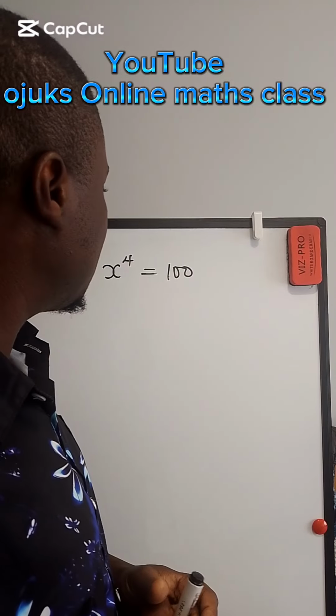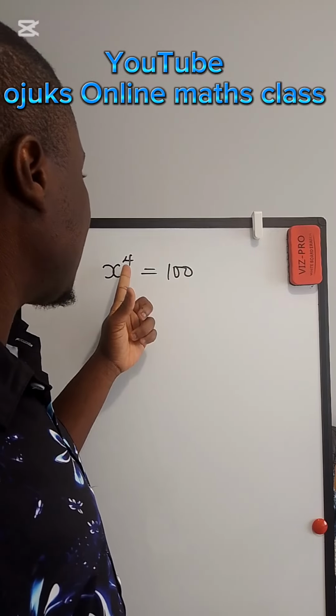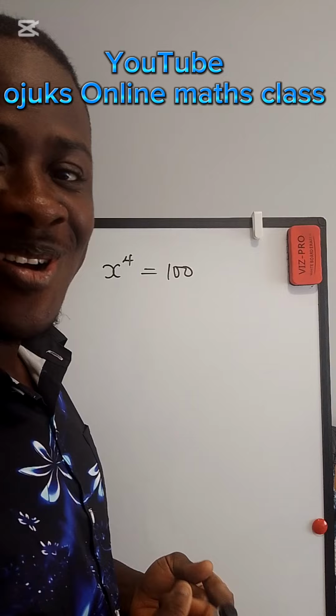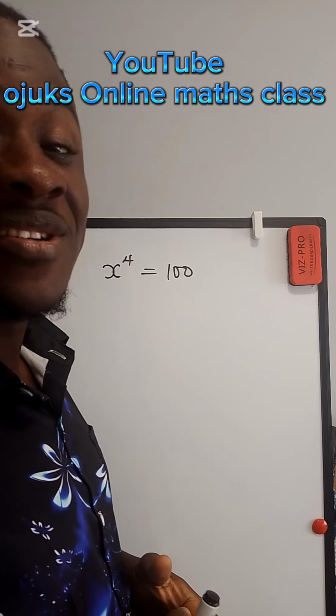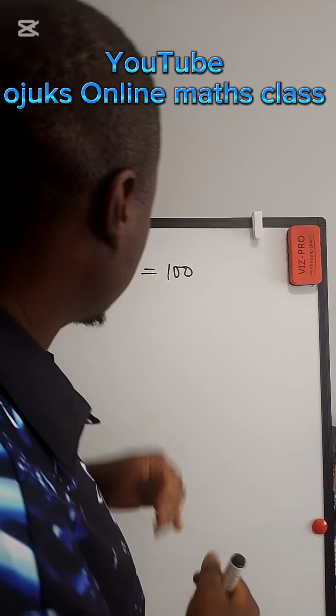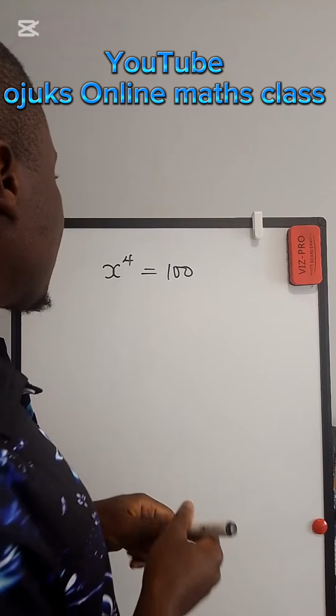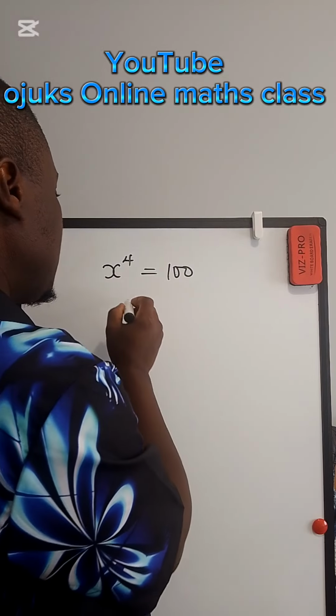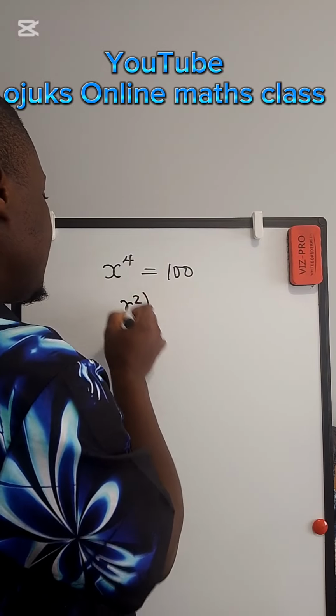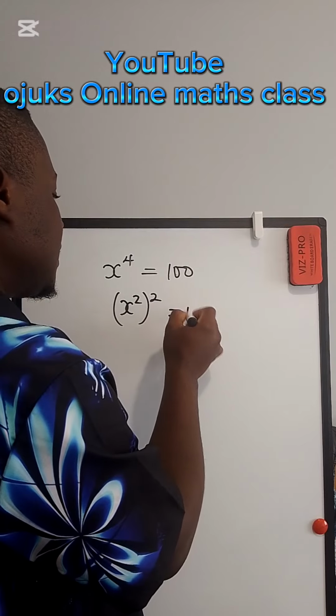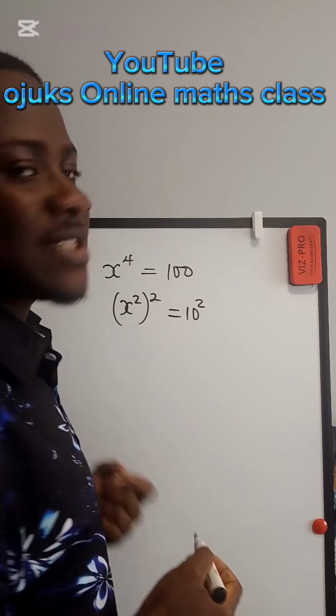Let's solve this initial equation that we have on the board. We are given that x raised to the power of 4 is equal to 100. We are asked to find the value of x. Very easy. Watch. We can represent this equation in the form (x squared) raised to the power 2 equals 10 squared. Of course, nothing has changed.